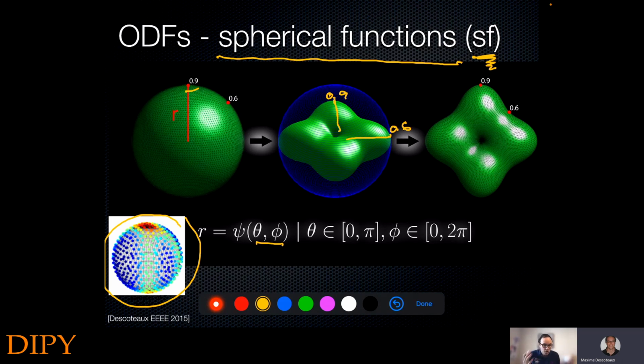But in a sense, it's just like a 2D image, but we don't have a pixel grid. Here we have a mesh, a spherical grid. So we're in a manifold, a 2D manifold parameterized by theta and phi. So this is a spherical function. So keep that in mind. As soon as you see SF in Dipy code, it's a spherical function.